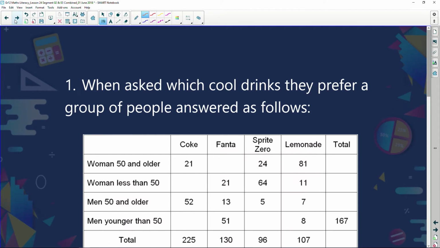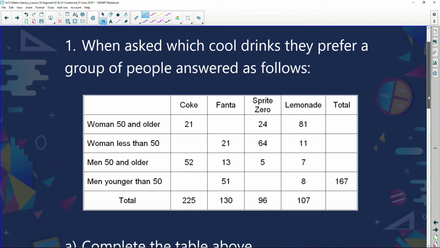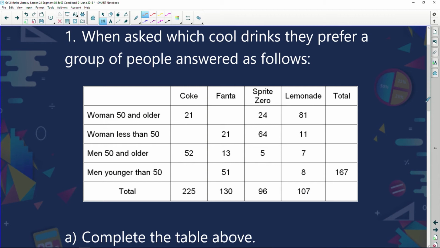Okay, let's have a look here. When asked which cool drinks they prefer, a group of people answered the following. Okay, now complete the table. Right, guys, this is now an interesting thing to look at. I love these contingency tables because it involves so much organizing and so much structure. But it's so easy.